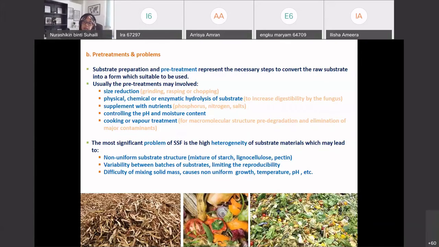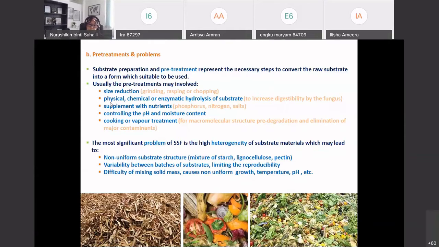Okay, so if let's say you know that your fungi do not have certain enzymes that can degrade starch into sugar, okay, so meaning to say that you have to do those hydrolysis of starch before the fermentation. Okay, so that is to be done by these steps. Hydrolysis of the substrates. So hydrolysis, it can be done by physical hydrolysis, by chemical hydrolysis, or by enzymatic hydrolysis.